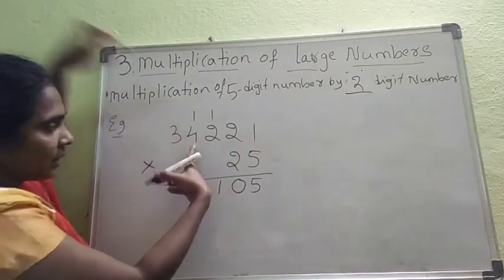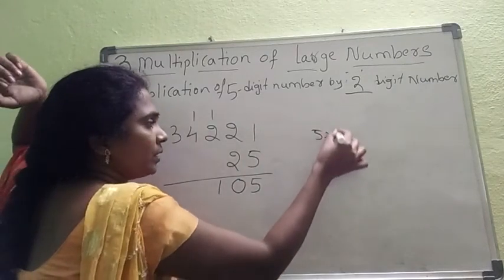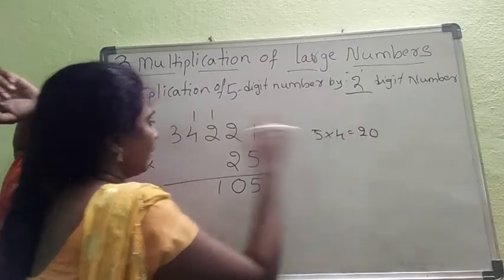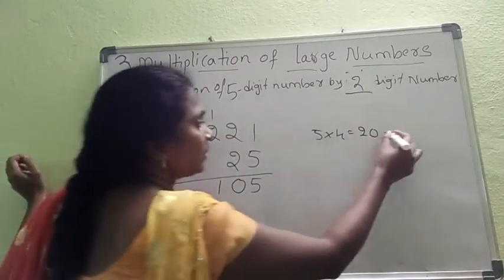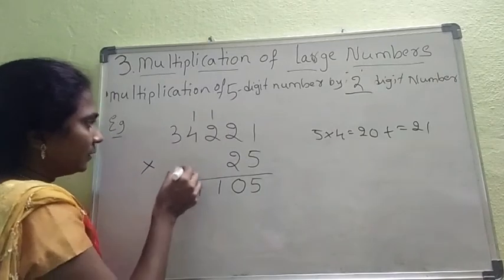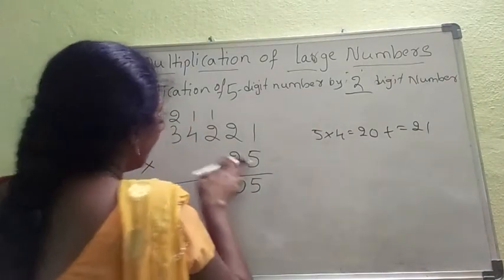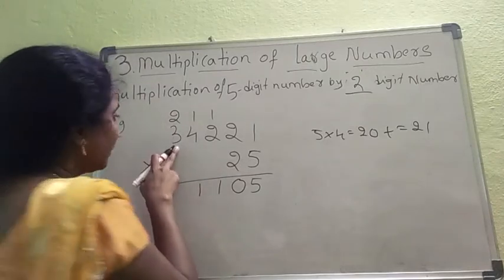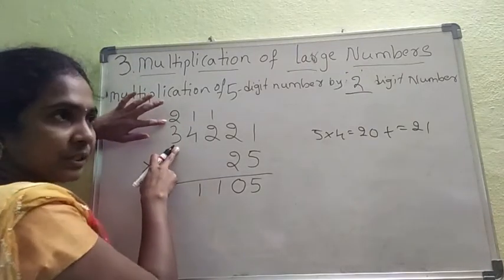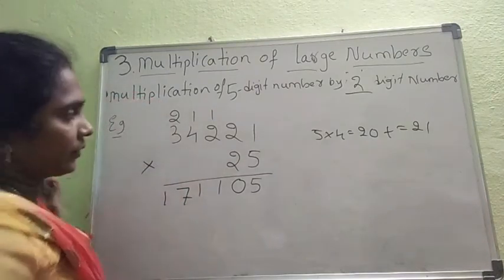Now, we should multiply the thousands place digit. 5 into 4, that is 20. How much carry do we have here? 1, that is 21. That means you should write 1 here, 2 as a carry forward. Next, 5 threes are 15. 15 plus 2, 17. So, this is the first step.